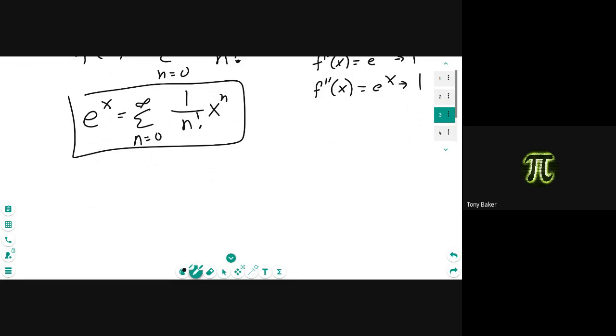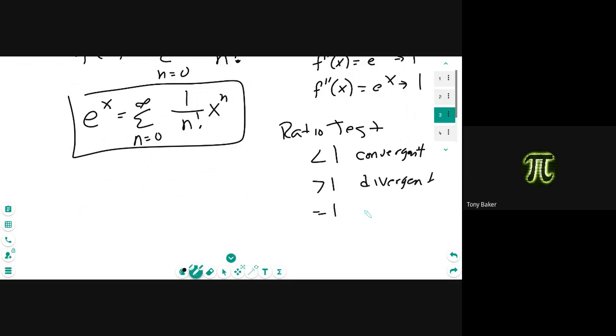Not the ratio test? Yes. Thank you. There you go. So the ratio test. Because if it was between 0 and 1, if it's less than 1, it is convergent. If it's greater than 1, it's divergent. And if it equals 1, we don't know.